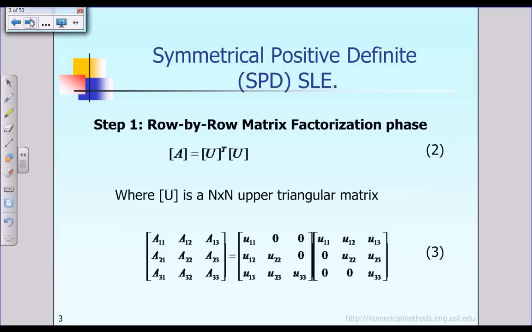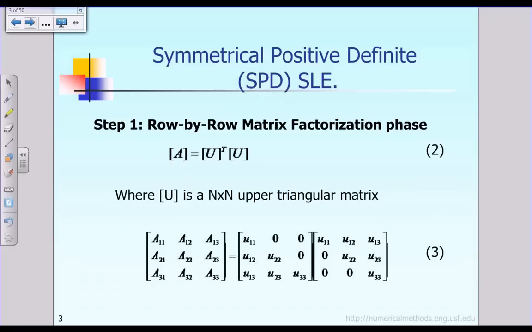Now, we make the assumption that the matrix A is symmetric positive definite. I will explain in the next few slides what I mean by symmetric positive definite. But in order to make the Cholesky method work, we have to assume that the matrix A right here has to be symmetric and positive definite.